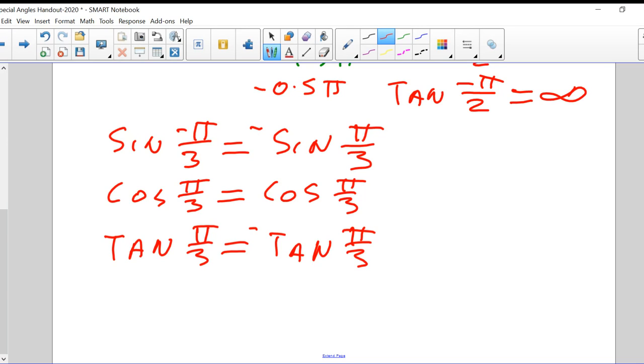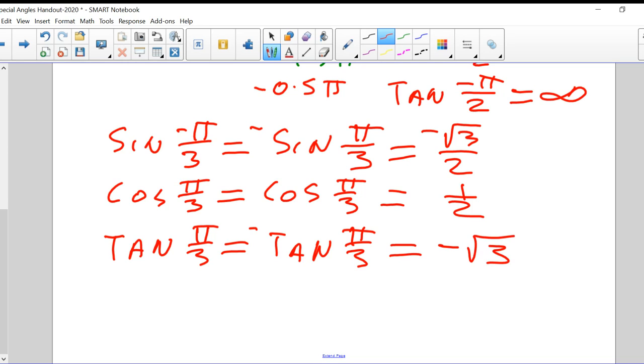And let's just finish that up very quickly. Sine of pi over 3 is, I think, root 3 over 2. You can double check that for me, please. That should be negative. I believe this is a half. And I believe this is, I'm going to say it's root 3, so I'm going to say minus root 3. Those need to be checked because I'm kind of rushing here to get this done in the time that we have left.